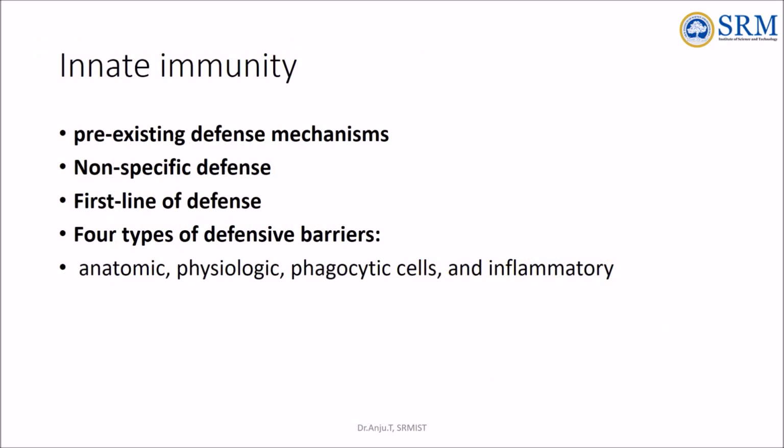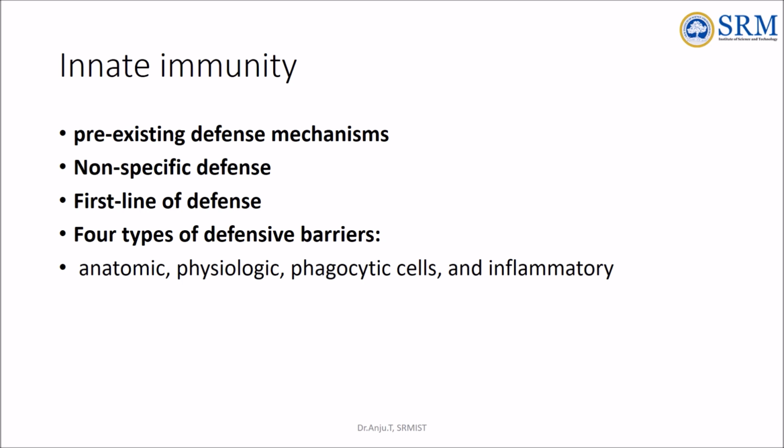Innate immunity is the defense system which is naturally present in an individual. The person is born with some defense mechanisms, and that is called the innate immune responses. These defense systems are present in an organism even before it encounters a foreign organism. That is why it is pre-existing. You are born with some defense system. That is why these immune responses are called innate immune responses.